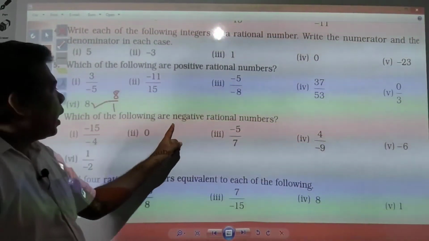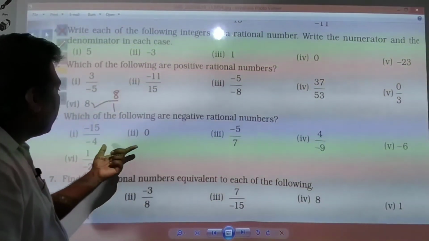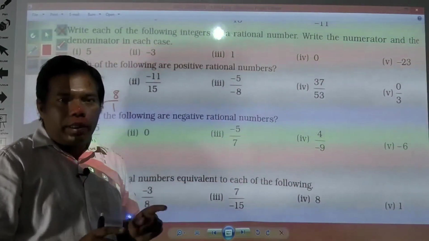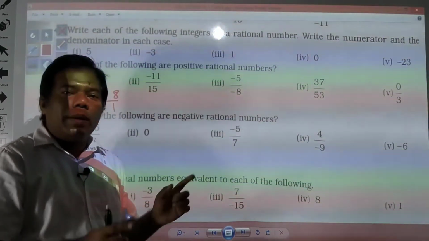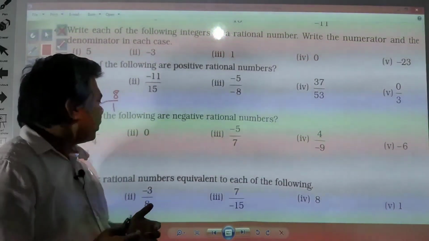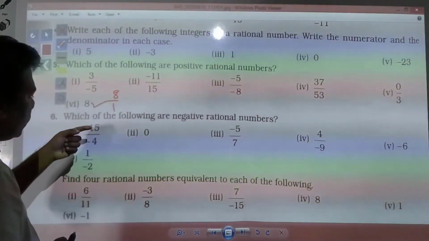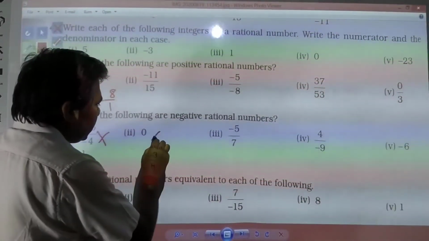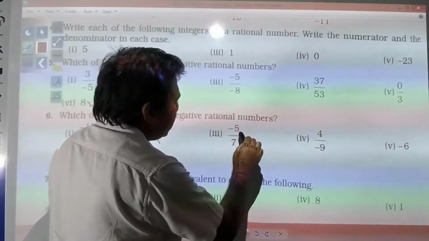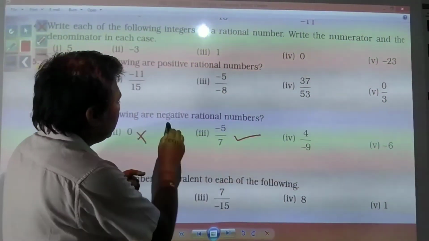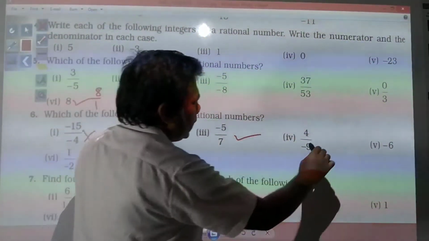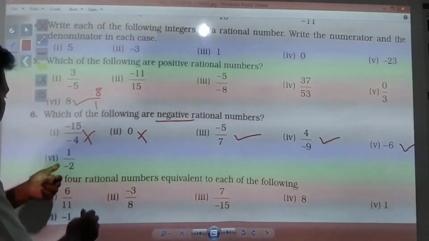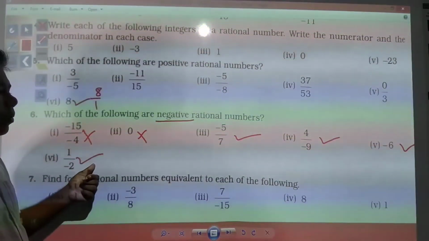Which of the following are negative rational numbers? Which will be called negative rational numbers? Either numerator or denominator are negative, then those type of rational numbers will be called negative rational number. Here both are same, so this is positive rational number. This is not a negative rational number. This is positive rational number. This is negative rational number. This is a negative rational number. This is negative rational number and this is a negative rational number. And again this is also a negative rational number.